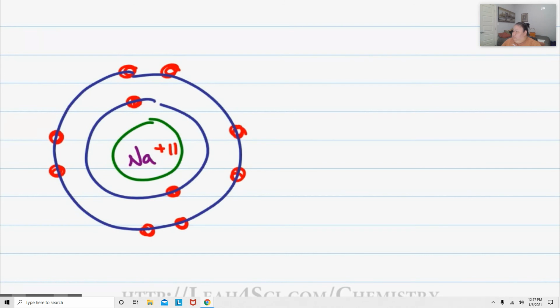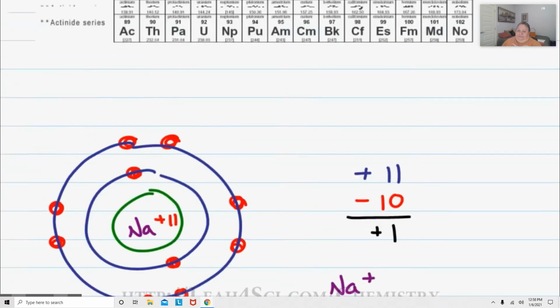Now that it has a full octet, we have to account for what happened when the electron was given up. So let's do a quick balance of charge. If sodium has 11 protons, that means it has a charge of plus 11 in the nucleus. Now sodium only has 10 electrons, and that means we have a charge of minus 10 in the electron cloud. When we subtract 10 from 11, we get a net of plus 1, and that means sodium now has a charge of plus 1. If an atom has a charge by gaining or losing electrons, that's what we call an ion, and that means sodium is a plus 1 ion.